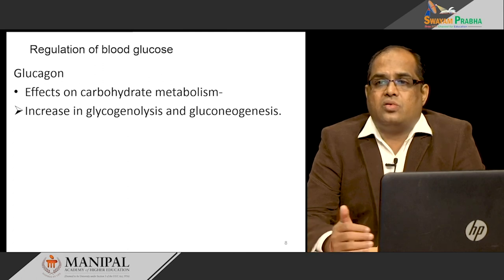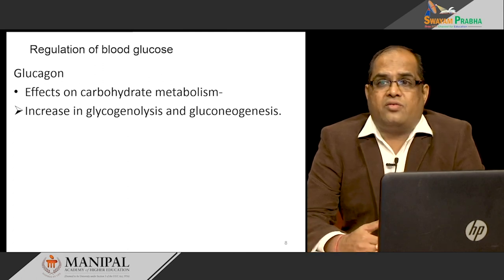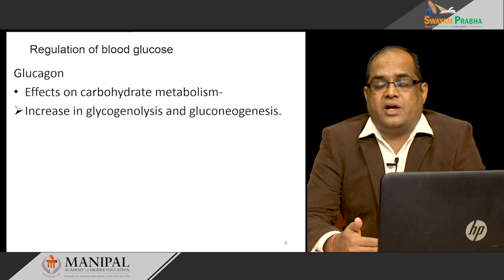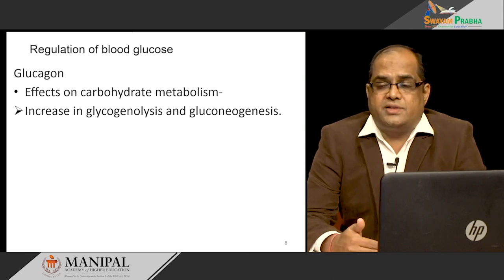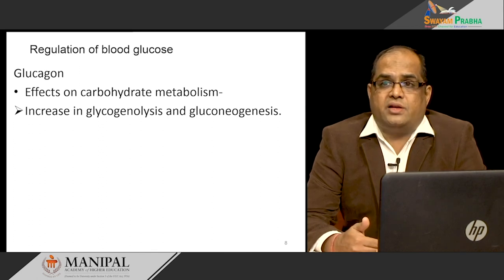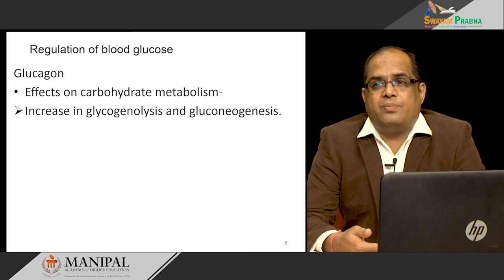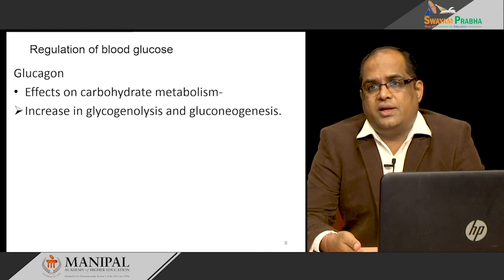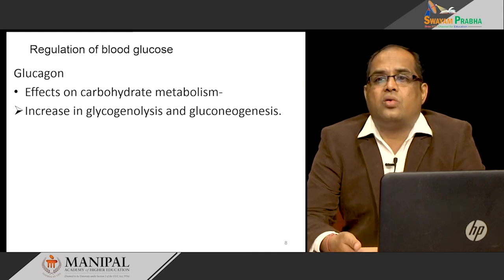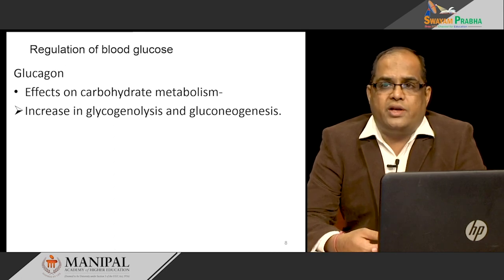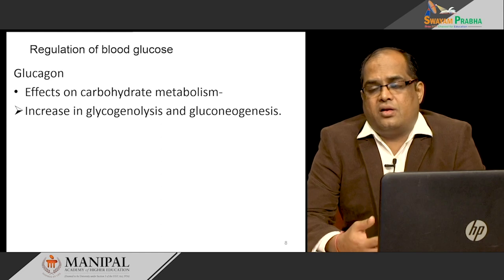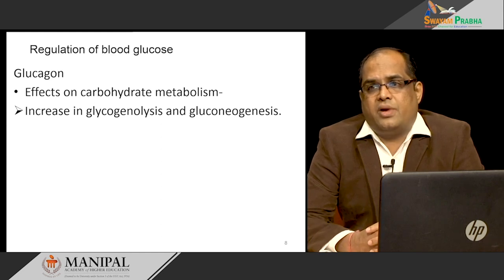On the other hand, when the blood glucose level is low, when you are fasting or in a starving condition, the blood glucose is very low. That is sensed by the pancreas and it releases glucagon. Glucagon is a hyperglycemic hormone. It increases the blood glucose level. And what are the effects of this glucagon, how does it increase it? We will see the effect on different metabolism.